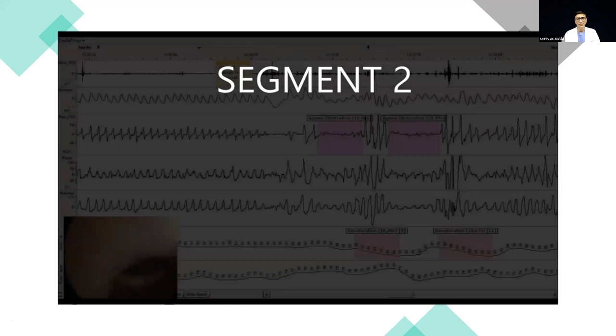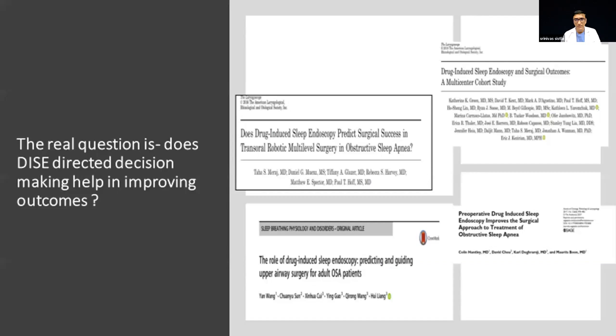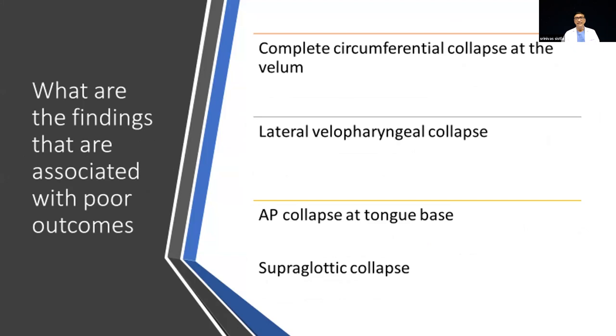That's out there now, that basically tells us that yes, drug-induced sleep endoscopy is making a change in a treatment outcome as well. So there are certain findings that you need to look at when you do your DISE, which is findings like complete circumferential collapse, complete lateral velopharyngeal collapse, AP collapse at tongue base, and supraglottic collapse. Now, these four are the basic findings that give you bad results when you do surgery for patients having these kind of findings. So understanding these findings will help you guide the patient whether a surgery will be optimal or less than optimal in terms of outcomes.